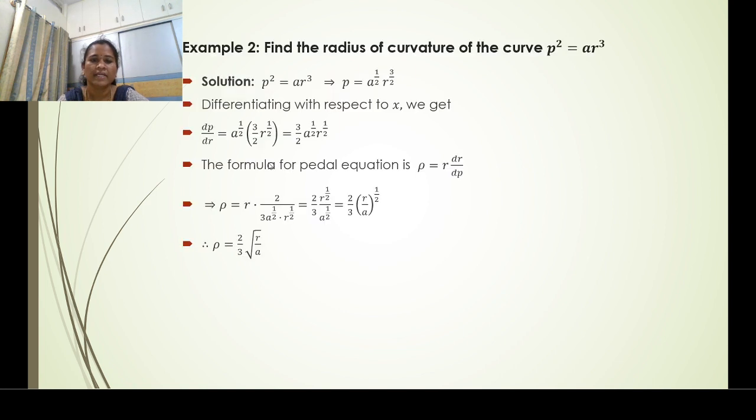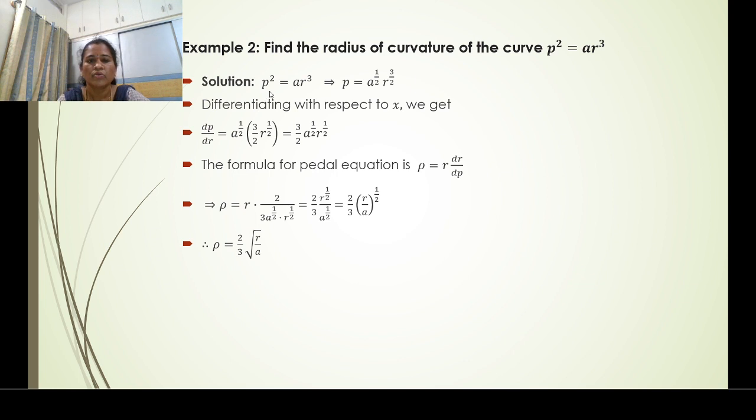This is the required result. Therefore rho is equal to minus 4a sin t by 2. Okay, let us move on to example 2. Find the radius of curvature of the curve rho square is equal to a r cube. Here we have to find the radius of curvature.